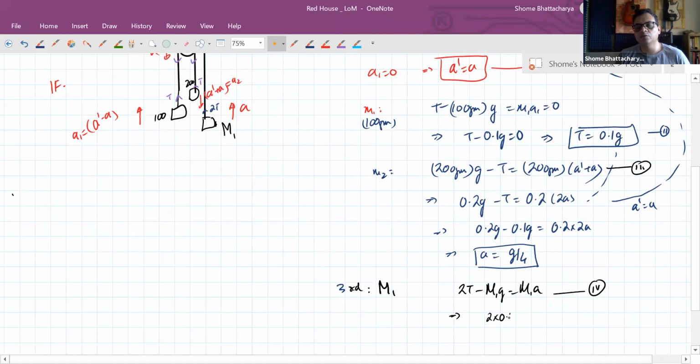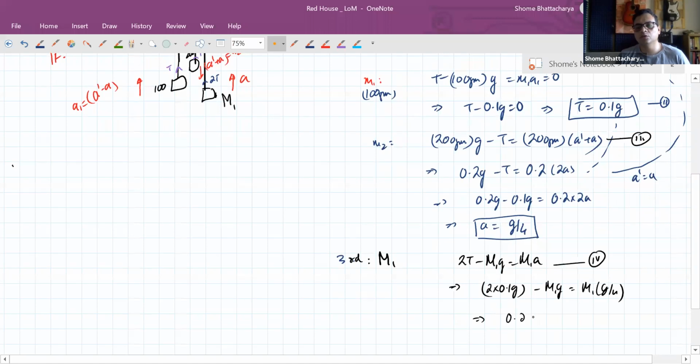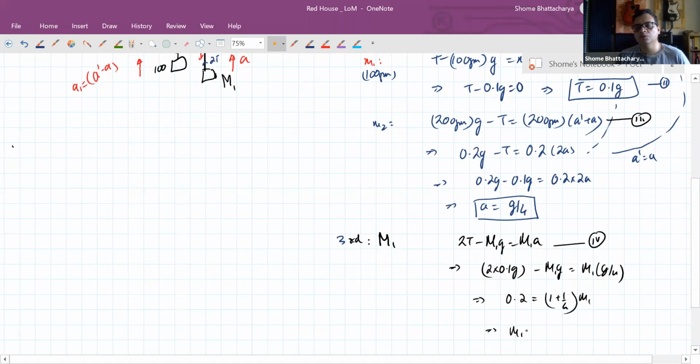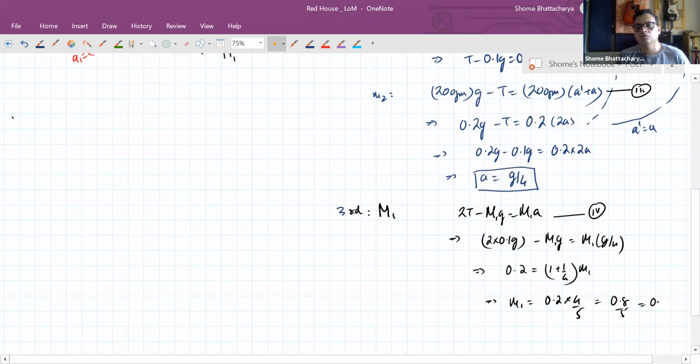So 2 into 0.1 G minus M1 G is equal to M1 into A, which is G by 4. So 0.2 is equal to 1 plus 1 by 4 into M1. So M1 becomes 0.2 into 4 by 5, 0.8 by 5, or 0.16 kg. In grams this will become 160 grams.